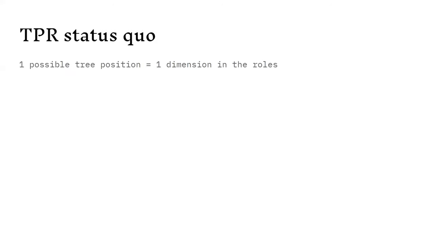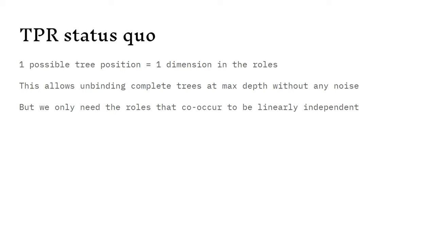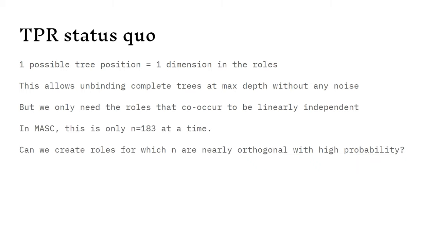In the TPR status quo, we require linear independence for all the roles, so one possible tree position equates to one dimension in the role space. This allows unbinding complete trees at max depth and max width without any noise, which is great. In an ideal world, we would figure out a way where for a given tree, we get roles that are linearly independent only for the roles that are in that tree. Only the roles that are in the structure would influence unbinding error. It would be nice to scale with that, since this is only 183 in Penn Treebank. So the question becomes: can we create roles for which we have a large set, and we can select n of them at random and they will be nearly orthogonal with high probability?